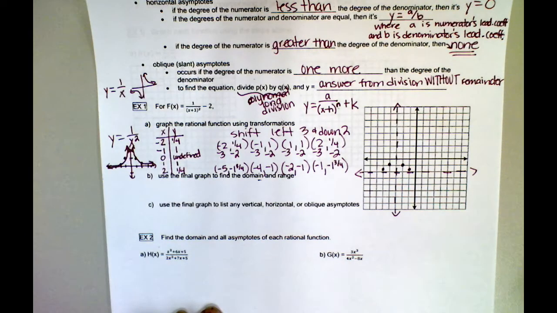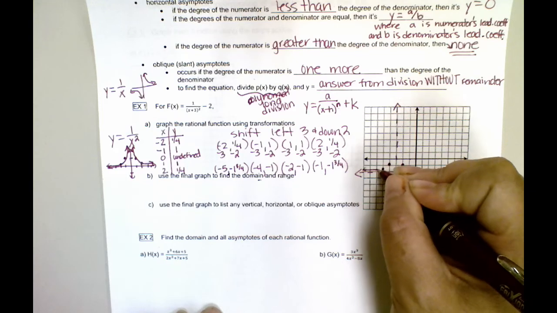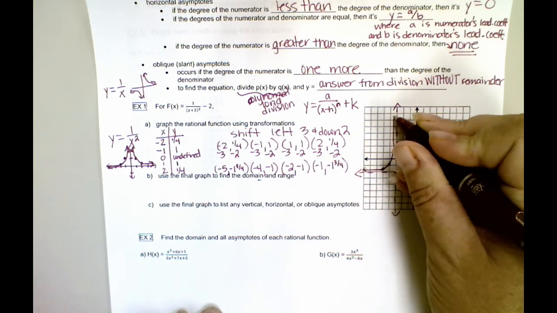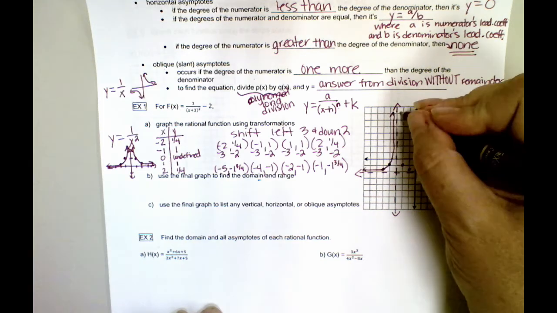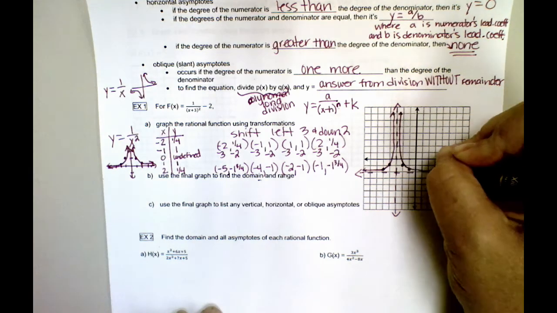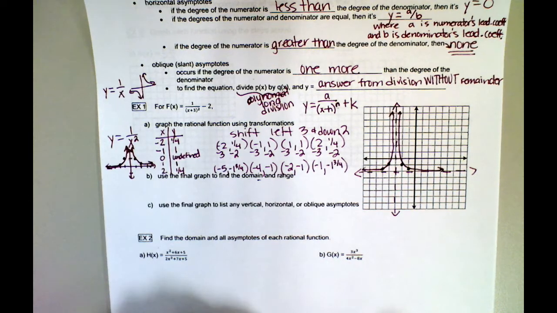So when you connect it, it is actually important that you make sure that it doesn't cross or touch the asymptote. So I'm connecting these branches so that they don't cross or touch. Use the final graph to find the domain and the range.